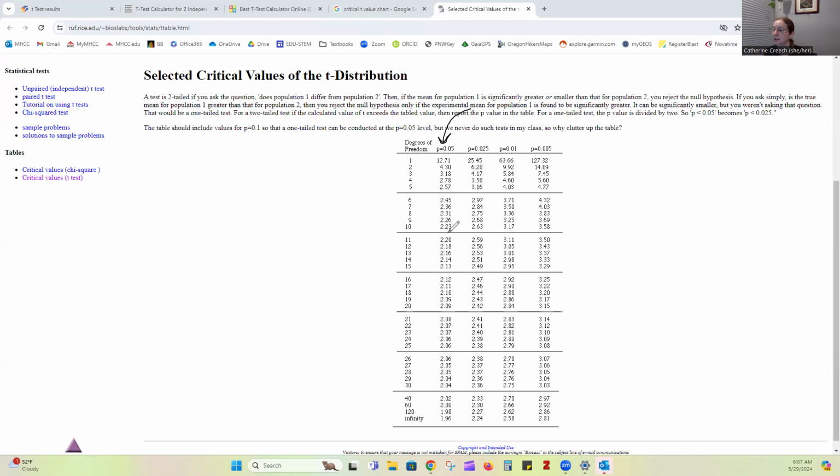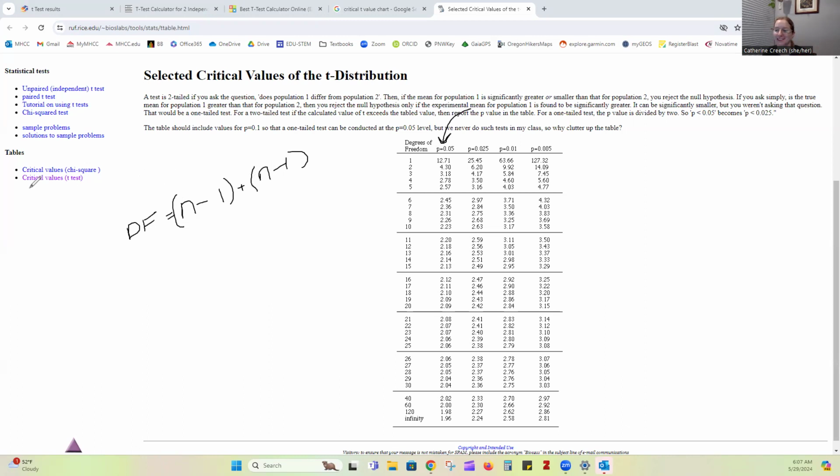So I'm going to be looking in this column here, and I'm going to look where my degrees of freedom are. So my degrees of freedom is going to equal the number of samples I had minus 1 in my first data set plus the number of samples that I had minus 1.